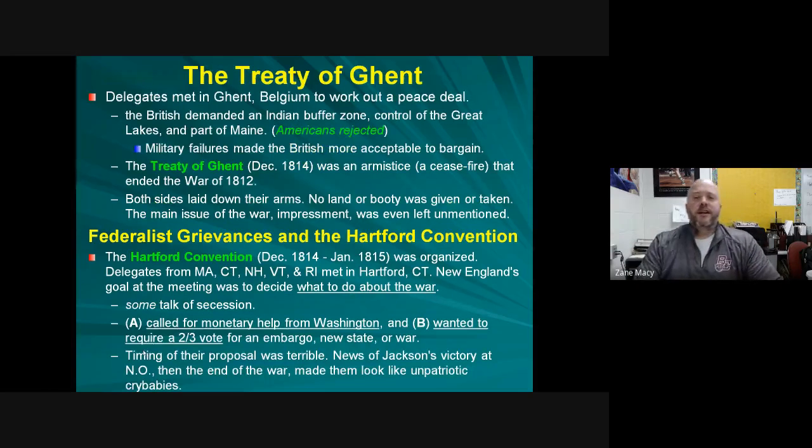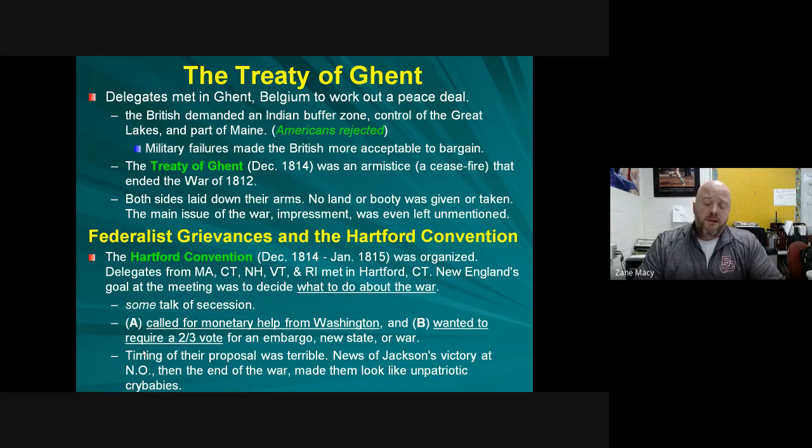Moving to the treaty itself, the delegates met in Ghent, which was in Belgium. They worked out a peace agreement. The British wanted a buffer zone that would be considered Indian territory. They wanted control of the Great Lakes. They wanted part of the state of Maine, which of course, we reject all of that.